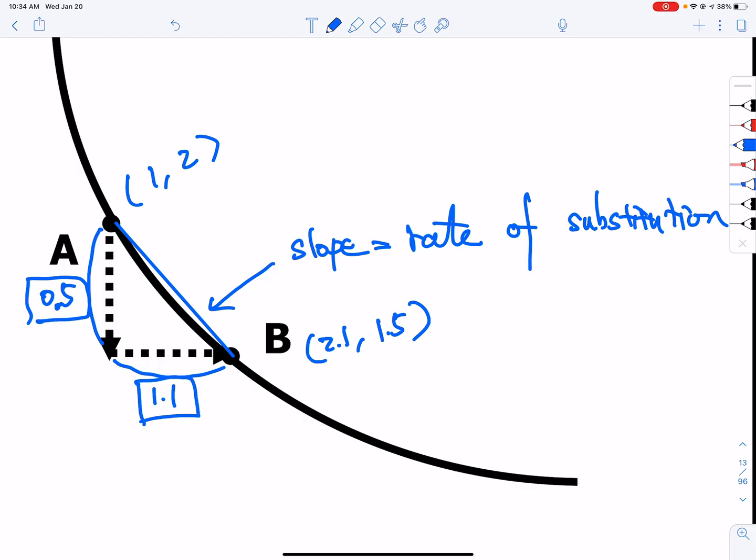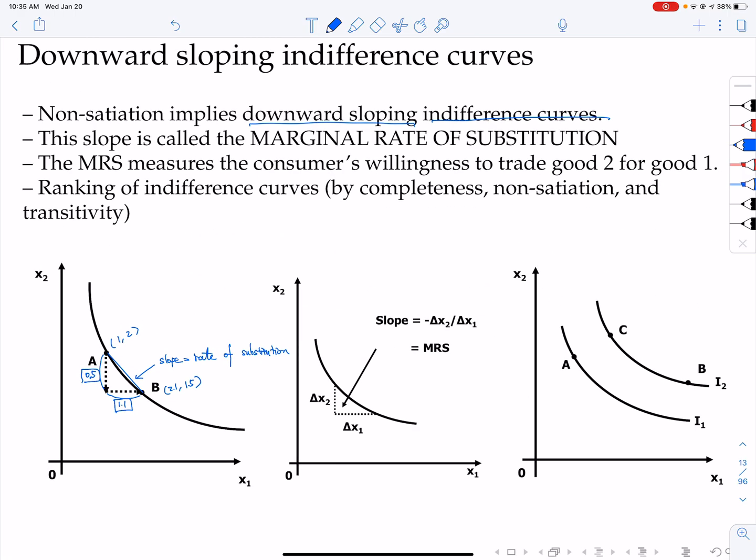To repeat, 0.5 units of the lost second good is equivalent to 1.1 units of the additional first good in a sense. So we can think of this as a rate of substitution. In other words, I'm willing to substitute 0.5 units of the second good with 1.1 extra units of the first good. So that's why this is called the rate of substitution.